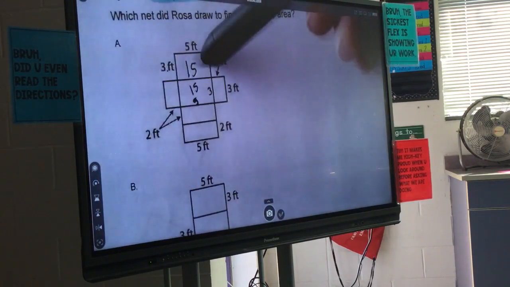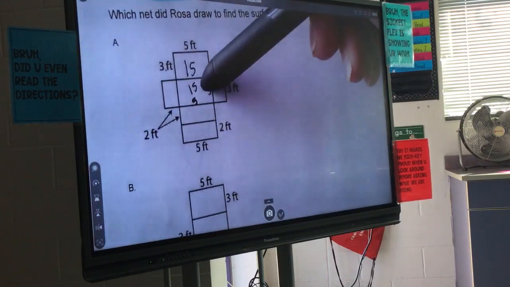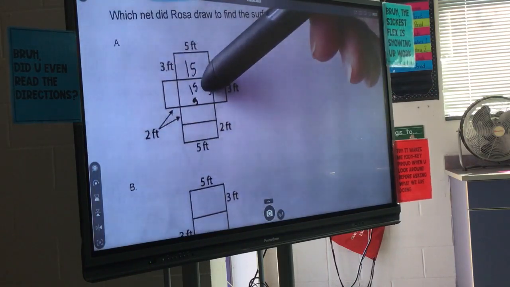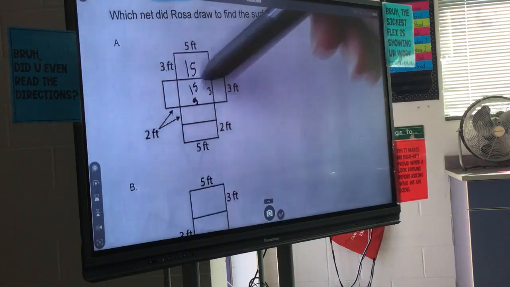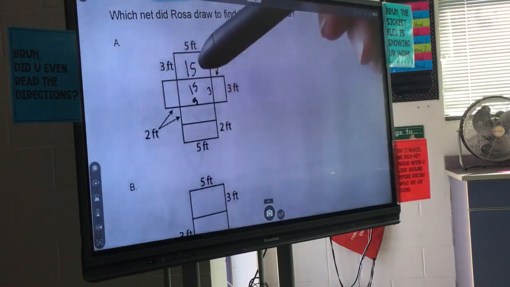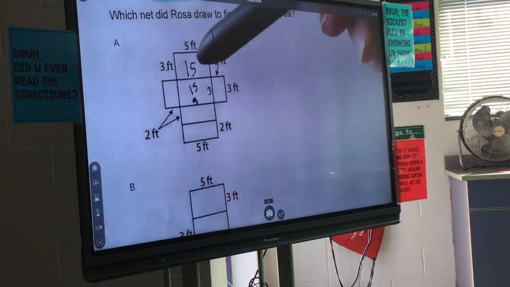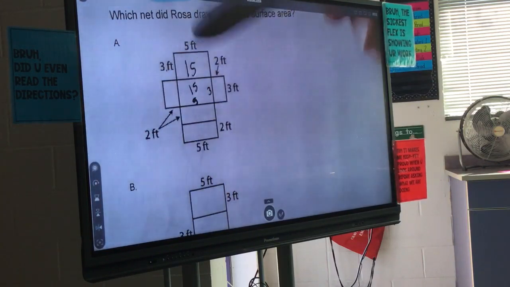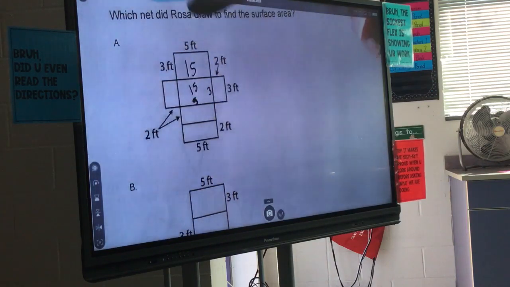So this is 15 and this is 15. What's wrong with that? What do we know about a rectangular prism? What do they have to have with their bases? Dimanche? Equal. Well, these two are equal, but think about the base. The top and the bottom, the outside and the outside, the front and the back, they all have to be what?